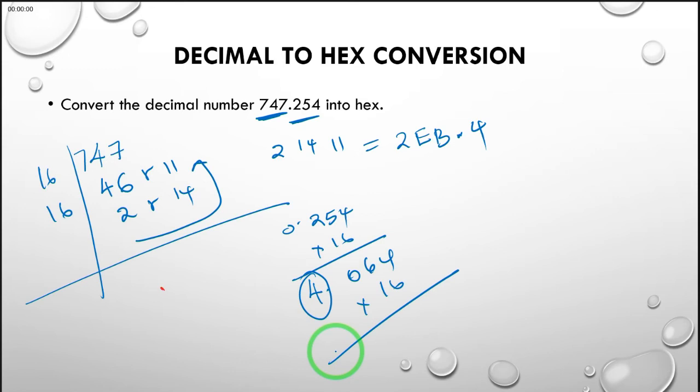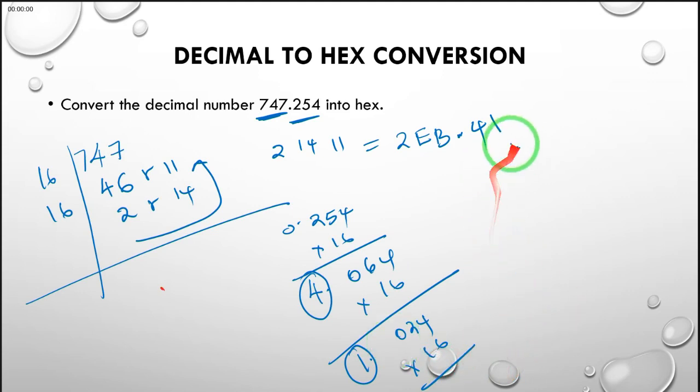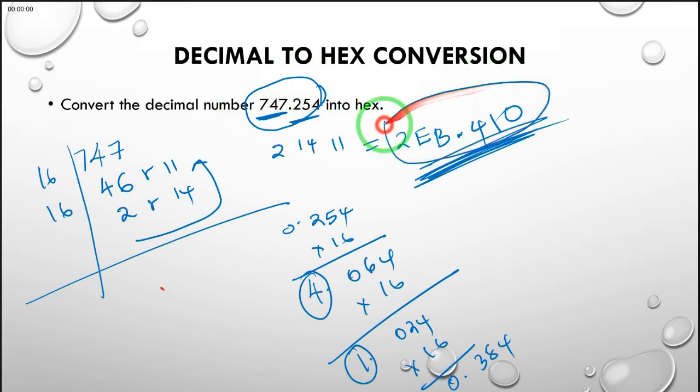0.064 times 16 gives us 1.024. Again, we drop this one. We put it here. We multiply by 16 again. We get another 0 because this becomes 0.384. Yeah, and I think we can stop there. So the final answer for this conversion from decimal number to hexa, that is the answer for that. This is in base 16.